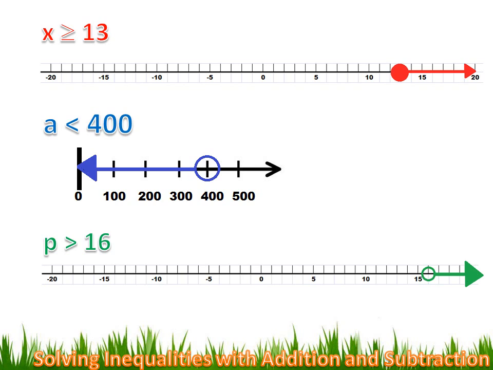How about P is greater than 16? Well, the trickiest part is to remember that this is not P is greater than or equal to 16. This is P is greater than 16. So I don't want to color the 16. I want to avoid coloring the 16. So I'm going to draw a circle around it, and I'm not going to color the 16 because it's not part of this solution set. And then I draw an arrow towards the larger numbers because P is larger than 16.